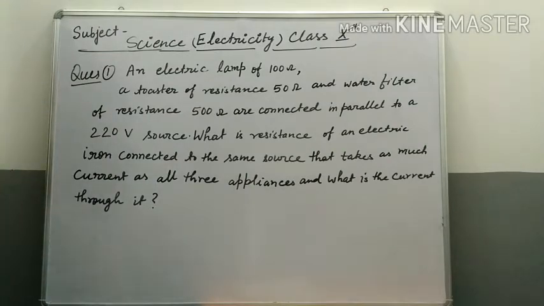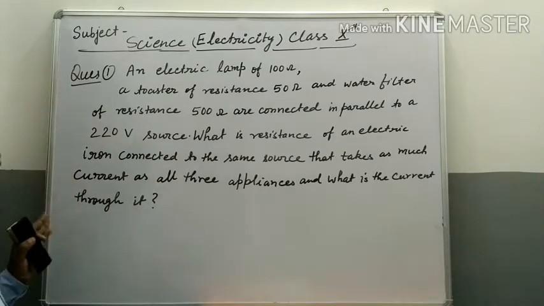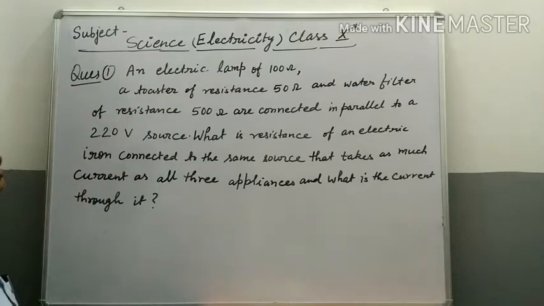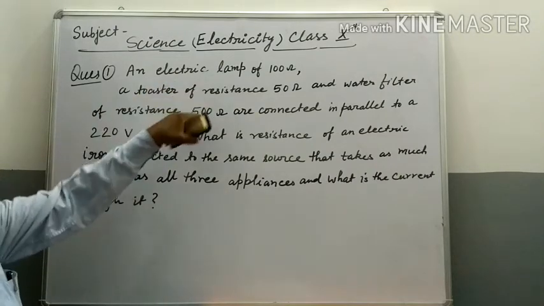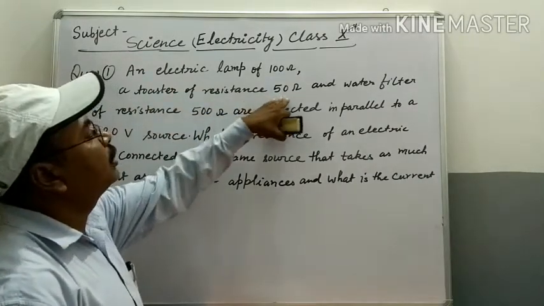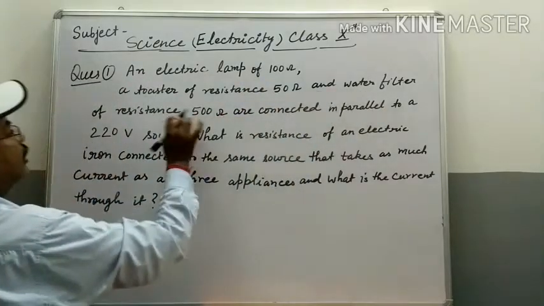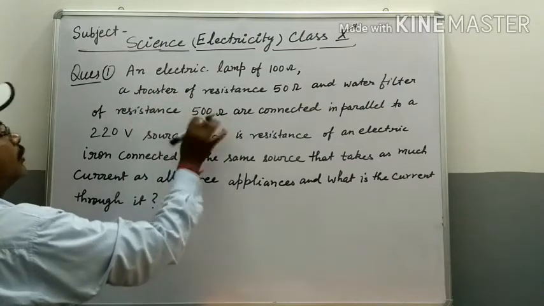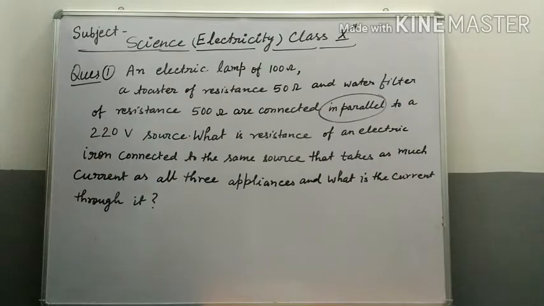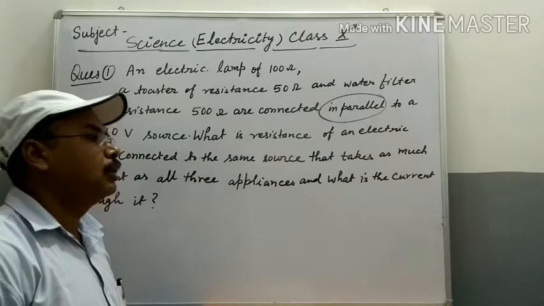Definitely students, you have to clarify this question. स्टूडेंट्स तीन इलेक्ट्रिक अप्लायंसेस हैं जिनके रेजिस्टेंस, फर्स्ट इलेक्ट्रिक लैम्प, सेकेंड वन टोस्टर दैट्स रेजिस्टेंस 50 ohm and third one water filter that's resistance 500 ohm and connected in parallel connected. Students, it means parallel connection formula you have already learned.